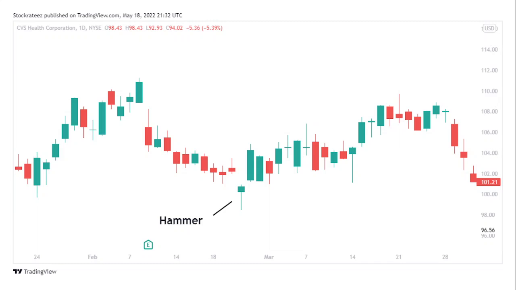I don't know if I'd really take a hammer by itself, but there are people who solely trade candlesticks, but you want to mix it with like trend break or some kind of other, if it's bouncing off support, something like that.